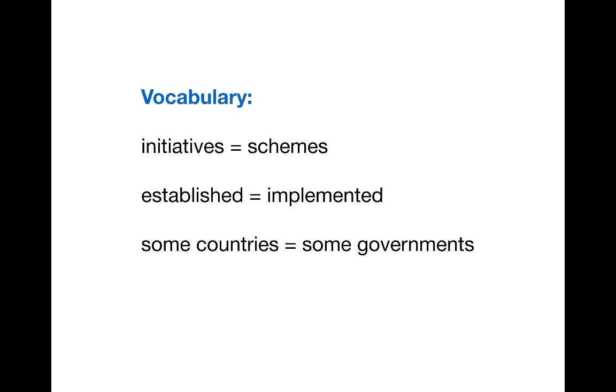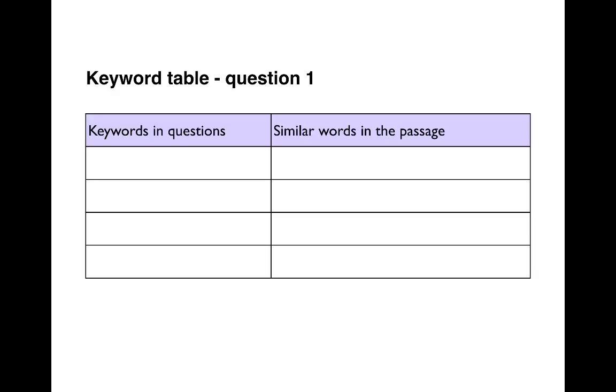That's the exercise finished. Let's just review very quickly with some keyword tables. Here's the keyword table for question 1. When you're practicing and preparing at home, it's a good idea to make these tables to keep lists of useful vocabulary. So we have keywords in the questions and similar words in the passage.